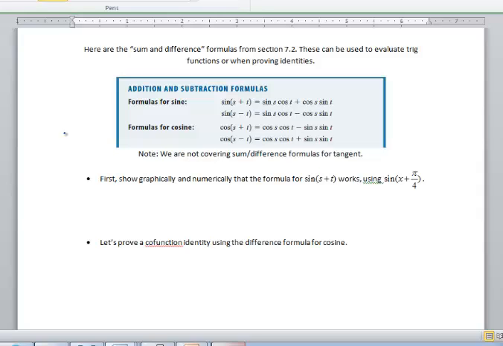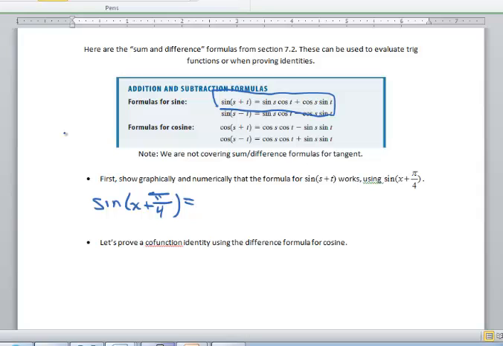So the first thing on here, which I'll actually do just to give you a calculator example, is to first show graphically and numerically that the formula for sine of s plus t works using the sine of x plus pi over 4. Well, what that basically means is use the calculator to show that the sine of x plus pi over 4 is going to be the same as the right side of this formula up here. So what would the sine of x plus pi over 4 be? It would equal, and again, we're using this formula up here. So x is playing the role of s, and pi over 4 is playing the role of t.